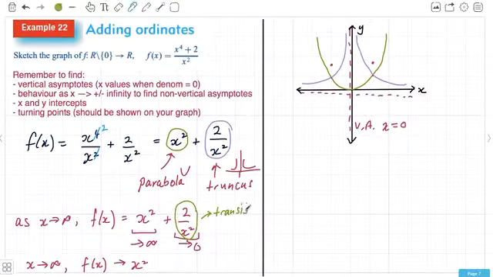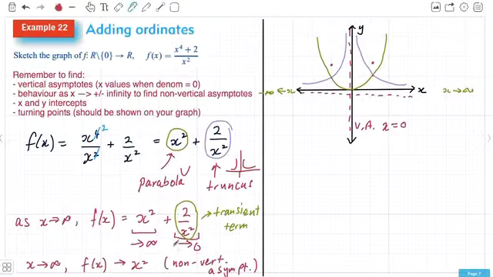That's what we call a transient term. It disappears, approaches 0. And we know that because you can see how the graph is getting smaller and smaller as x gets bigger in both directions, towards infinity and negative infinity. So when we look at this, we know that the graph that we have as an addition of ordinates will start to behave like x squared. So this is what we call a non-vertical asymptote.